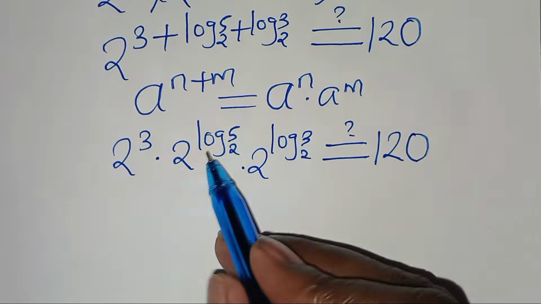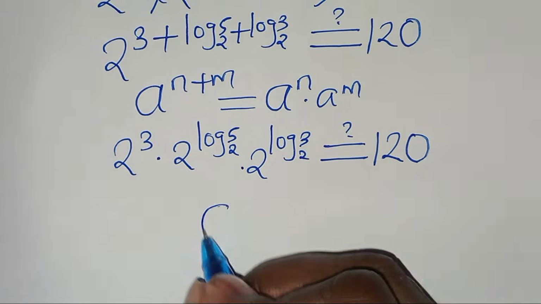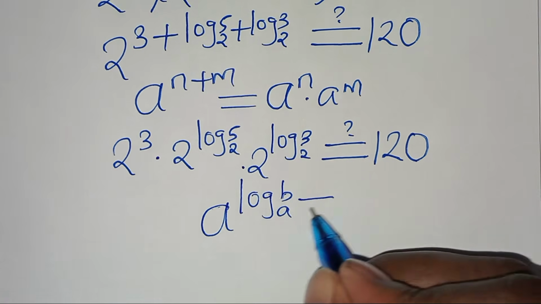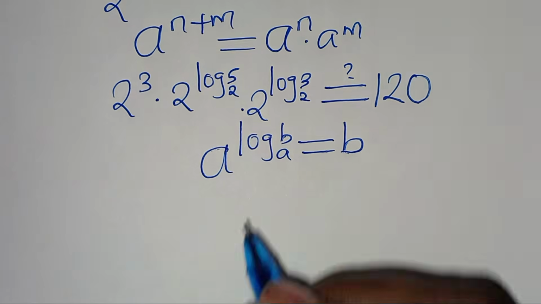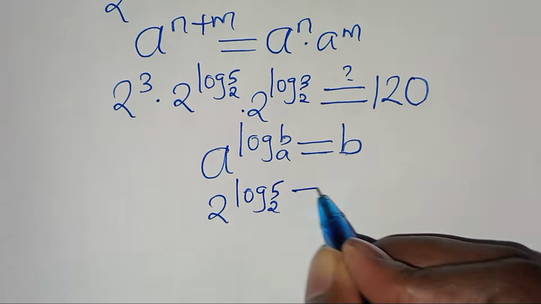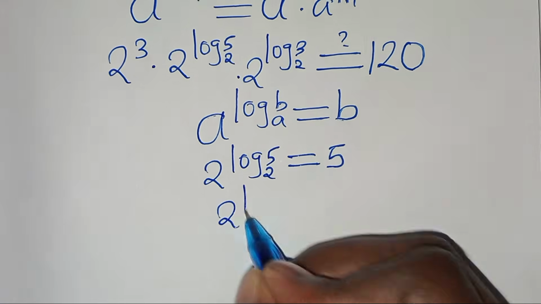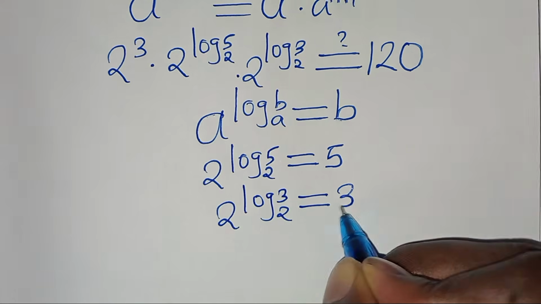Now, 2 to the power of log 5 to base 2 and 2 to the power of log 3 to base 2 are in the form of a to the power of log b to base a. This should give us a value of b. So 2 to the power of log 5 to base 2 is equal to 5. And 2 to the power of log 3 to base 2 should give us a value of 3.